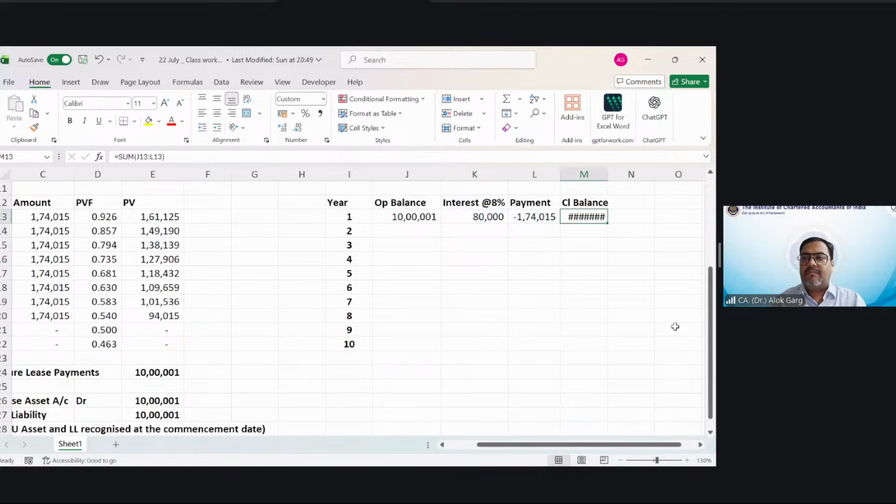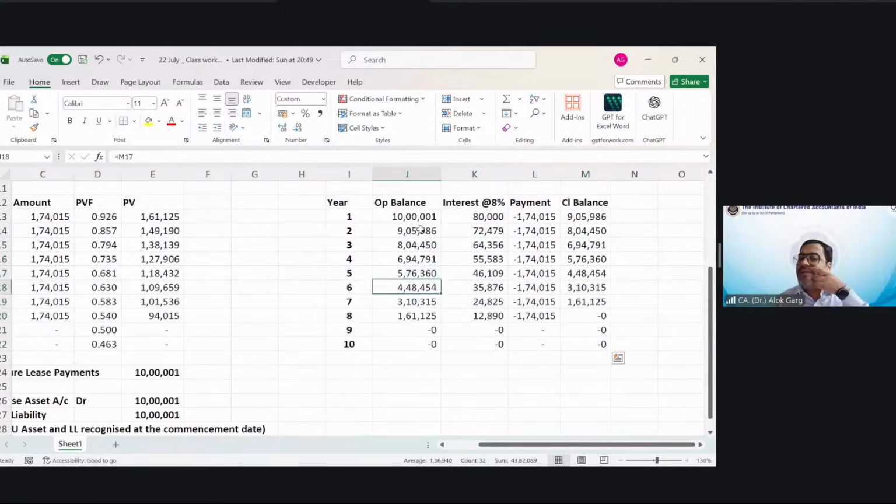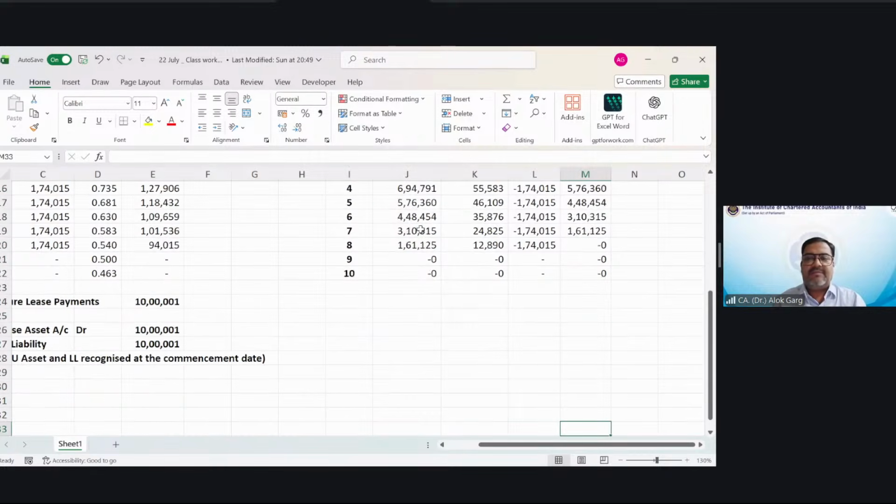This will become my opening balance in the second year. I will pay interest on this amount. I will pay 1,74,015. This is my closing balance, so on and so forth. If I drag this entire calculation for the next 10 years, you can find that at the end of the 8th year, my lease liability becomes zero, right?